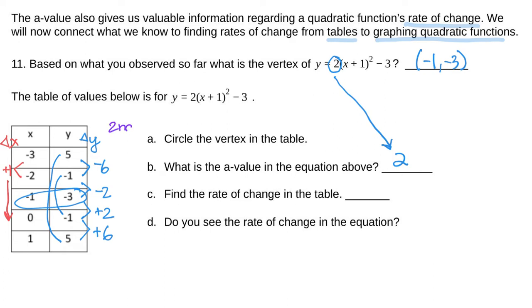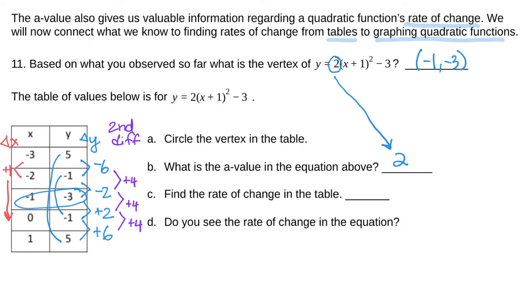So let's take a look at our second difference, and that means we're just going to do that change process again with our change in y. So from -6 to -2 is increasing by 4, from -2 to +2 is increasing by 4, and from 2 to 6 is increasing by 4. This means that our rate of change in the table is increasing by 4.